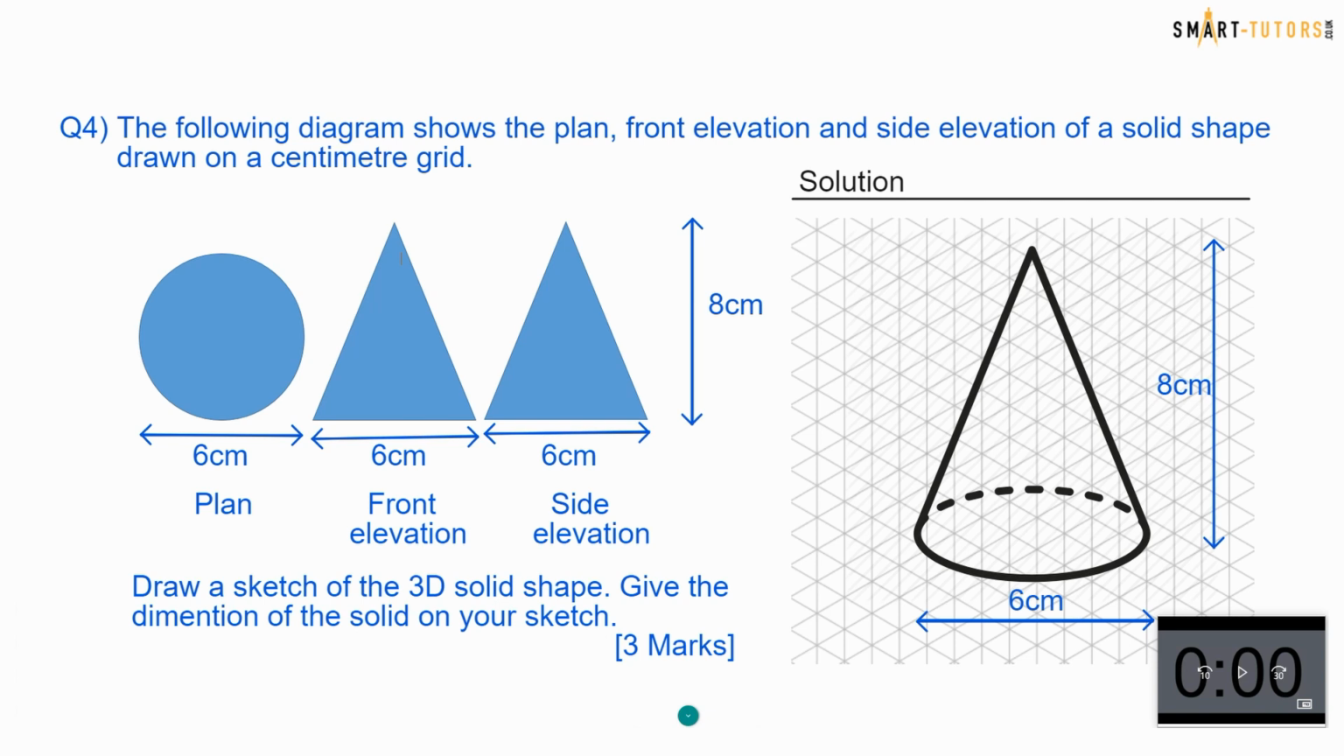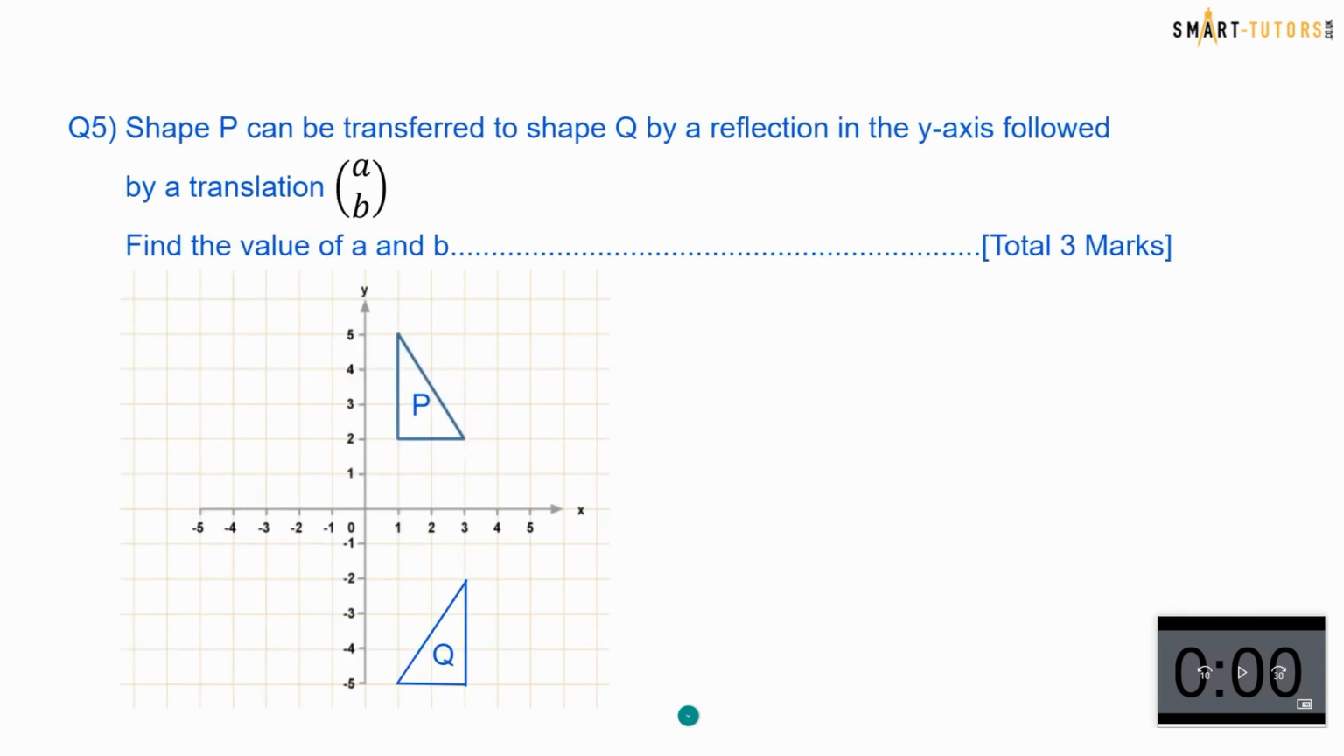Let's go to question number 5. Shape P can be transferred to shape Q by a reflection in the y-axis followed by a translation with vector (a, b). Find the value of a and b. It's a 3 marks question. I'll let the timer run for 1 minute. Try to guess an answer, or if you want, try to work it out on your own, and see whether your answer matches at the end of the 1 minute.